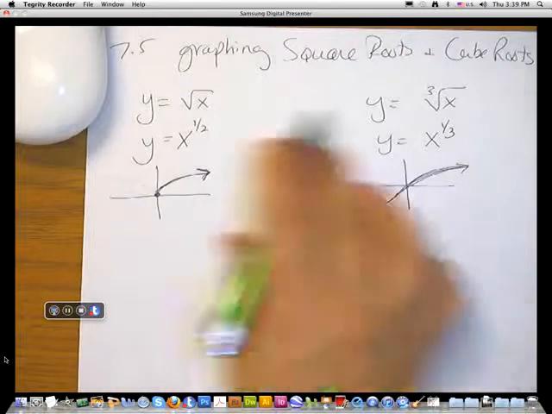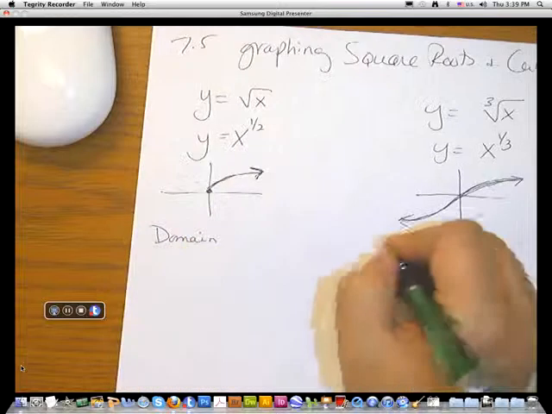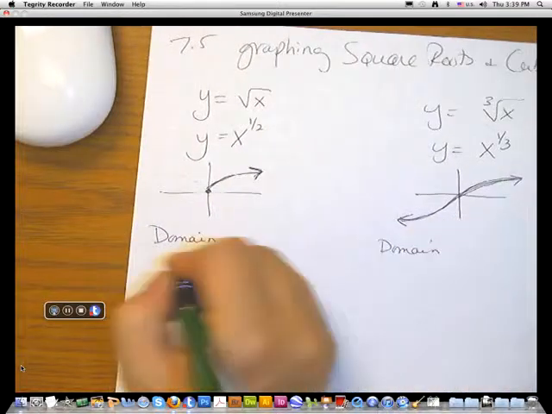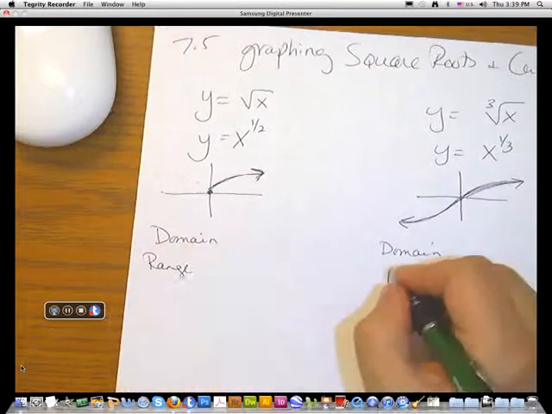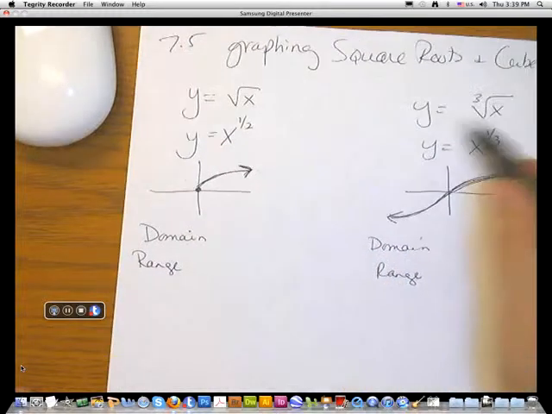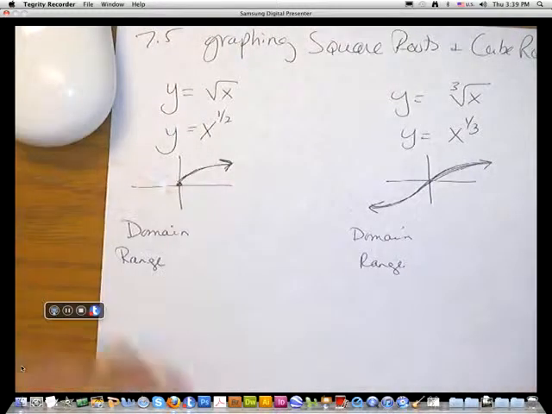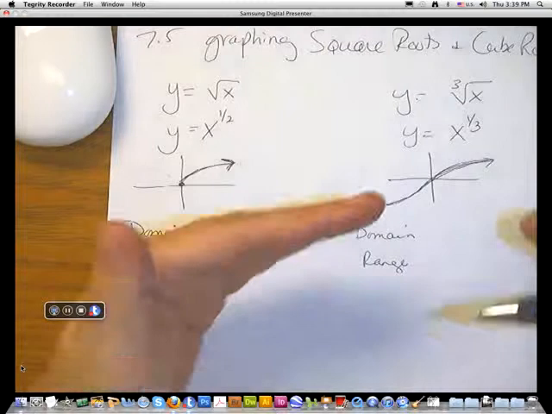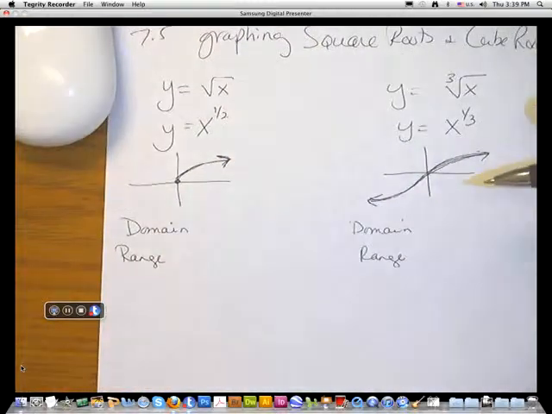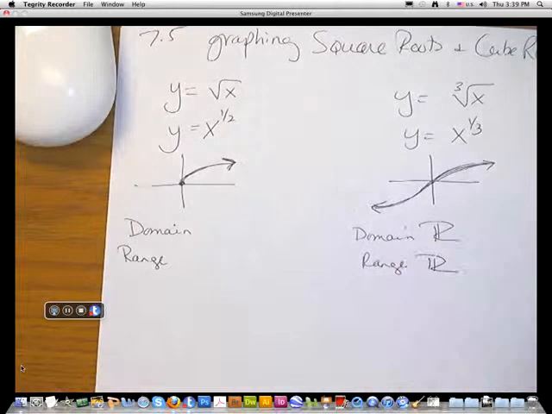So when we're looking at these kind of pictures, we need to be able to find the domain and range. Well, on a cube root, I'm going to jump over here to the easy one. It goes forever left and right, so that's every x value. And it goes forever up and down, so that's every y value. So on a cube root, the domain and range is always, always, always all reals.